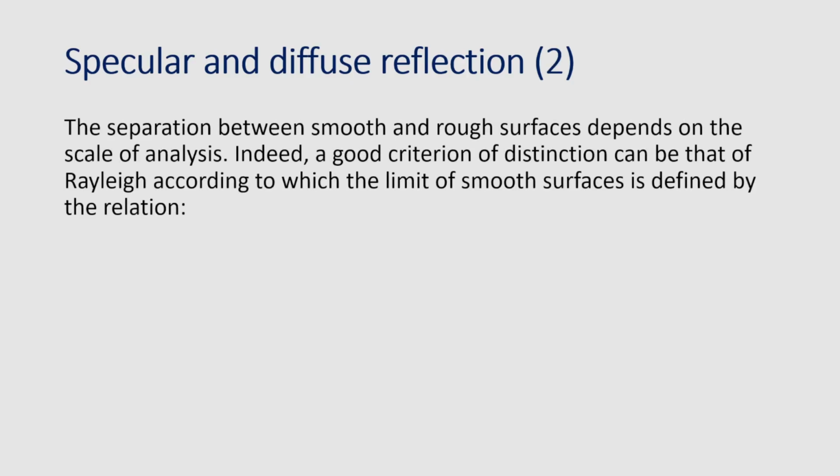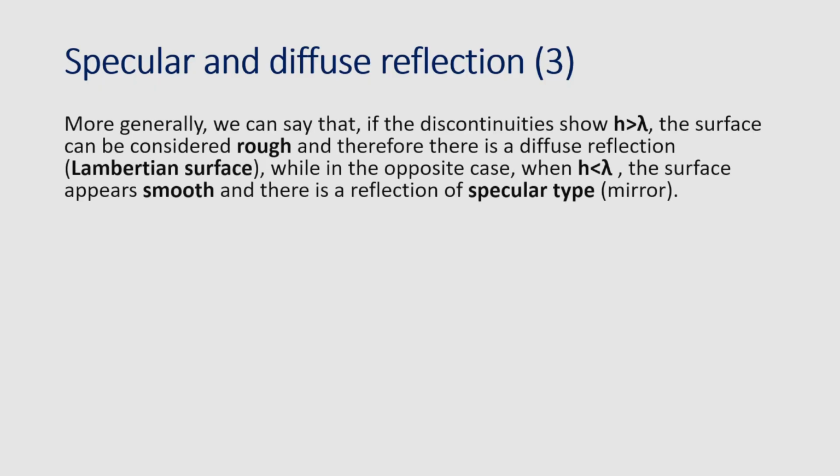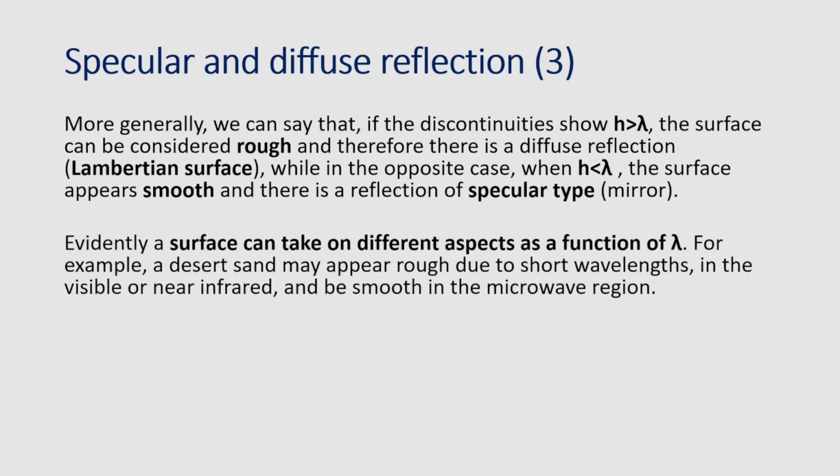Specular and diffuse reflection, 2. The separation between smooth and rough surfaces depends on the scale of analysis. Indeed, a good criterion of distinction is that of Rayleigh, according to which the limit of smooth surfaces is defined by the relation, where h is the height of the discontinuity of the surface, lambda the wavelength and theta the angle of incidence. Specular and diffuse reflection, 3. More generally, if the discontinuities show h > lambda, the surface can be considered rough and therefore there is a diffuse reflection, Lambertian surface, while in the opposite case, when h < lambda, the surface appears smooth and there is a reflection of specular type, mirror.